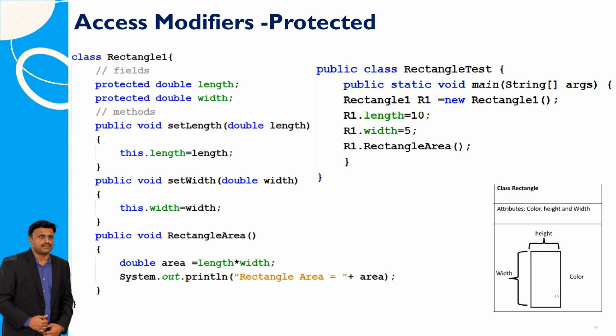In the Rectangle1 class, the length and width fields are marked as protected, allowing access within the class and its subclasses. The class includes methods to set the length and width, and a method to calculate and display the rectangle's area. In the RectangleTest class, an instance of Rectangle1 is created, its length and width are set, and the area is calculated and printed.